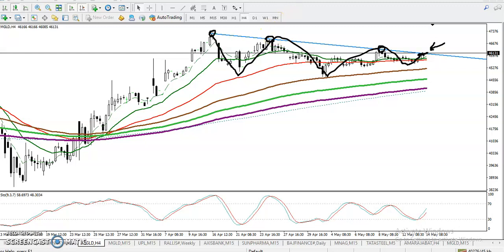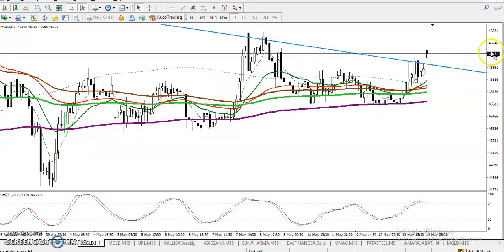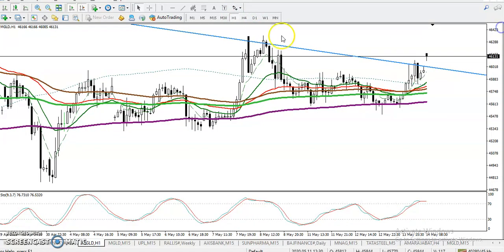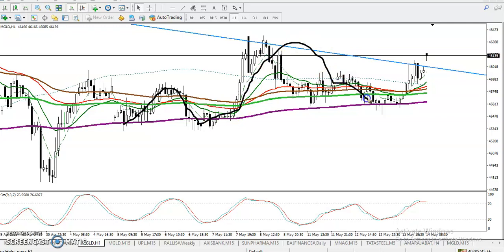All right, now let's check in the H1 chart. So in the H1 chart, I can see price is running in an uptrend and they are bouncing from moving average 200. So have you seen it? They are bouncing from 200. So finally they broke this area.